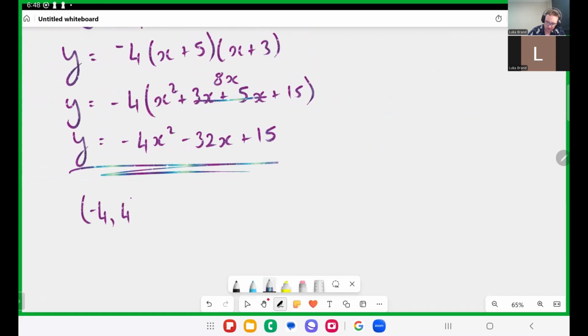The vertex at negative 4, comma 4, and x-intercepts at negative 5, 0 and negative 3, 0. Nice work.